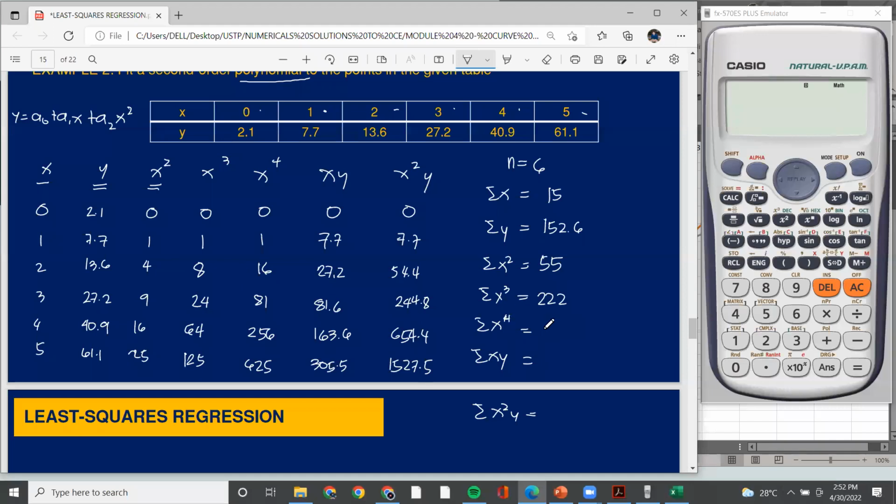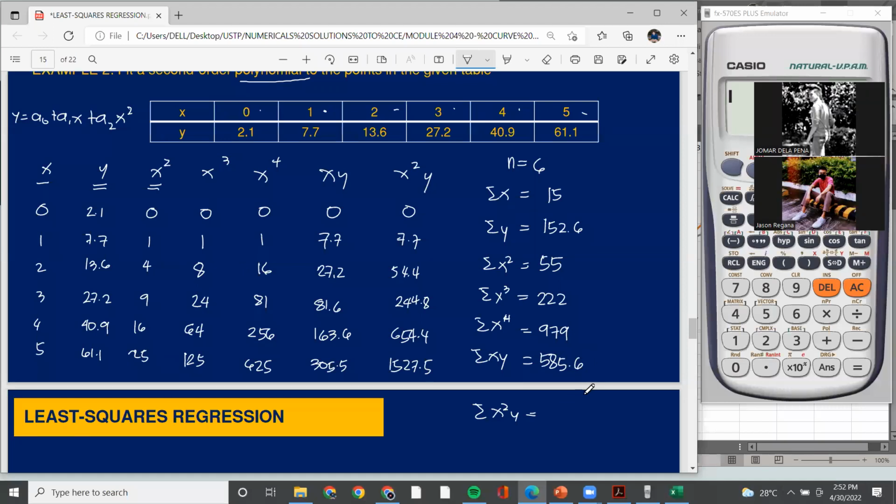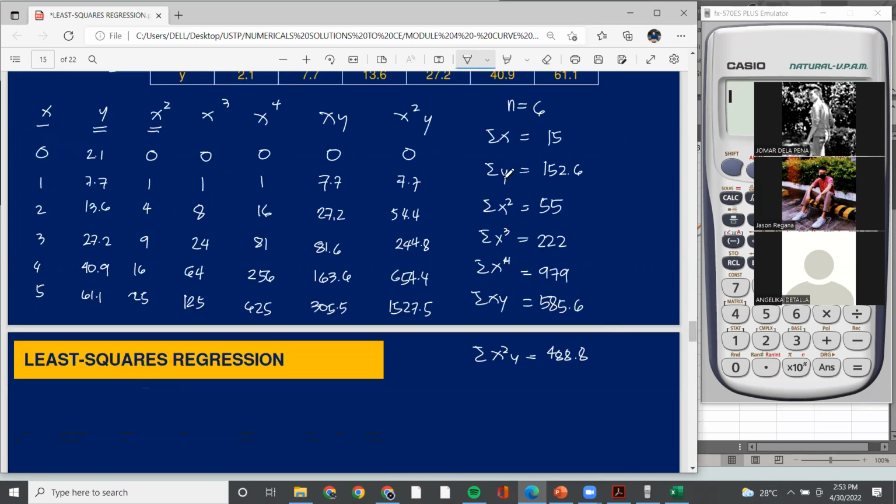X to the fourth, 979. XY, 585.6. X squared y, 2488.8. Okay? So, ang atong formula, no?